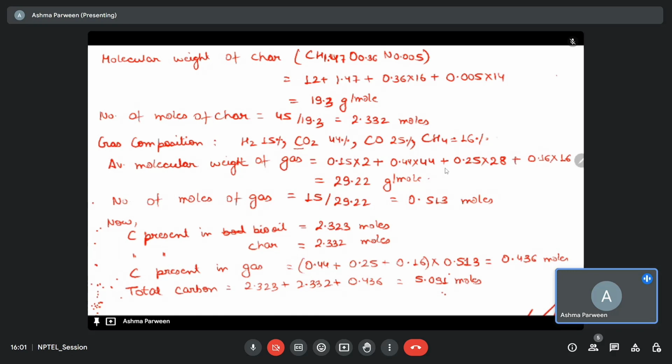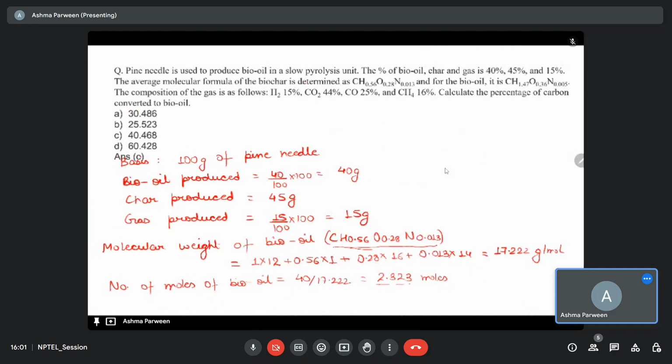And we have to find out the percentage of carbon converted to bio oil. So the percentage of carbon converted to bio oil will be, in bio oil we have 2.323 moles of carbon. Total we have 5.091, into 100 will give us the percentage. So it's coming out to be 45.63%. So this much percentage of carbon is converted to bio oil and the rest is present in char and the gas. So let's see which option we are getting. So C, we are getting 40.46%.